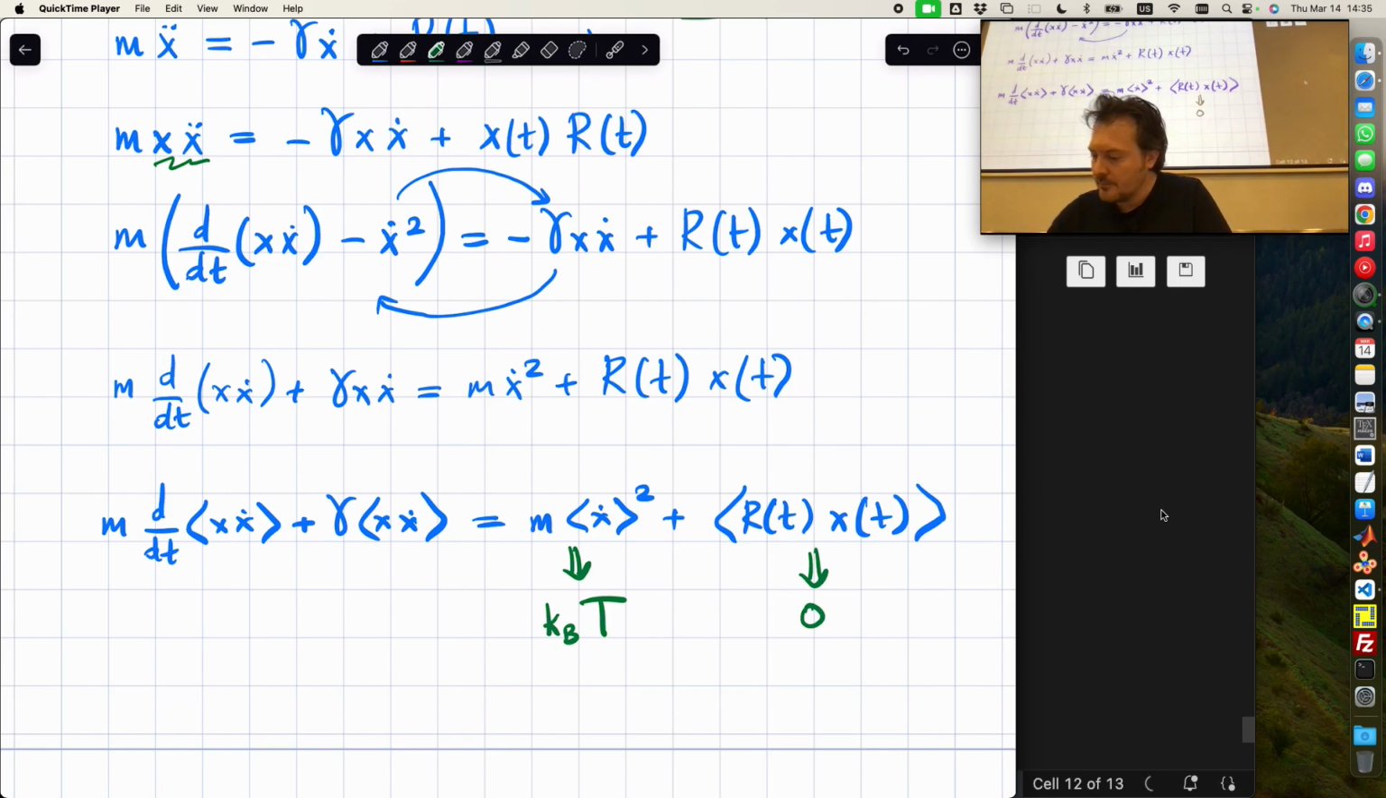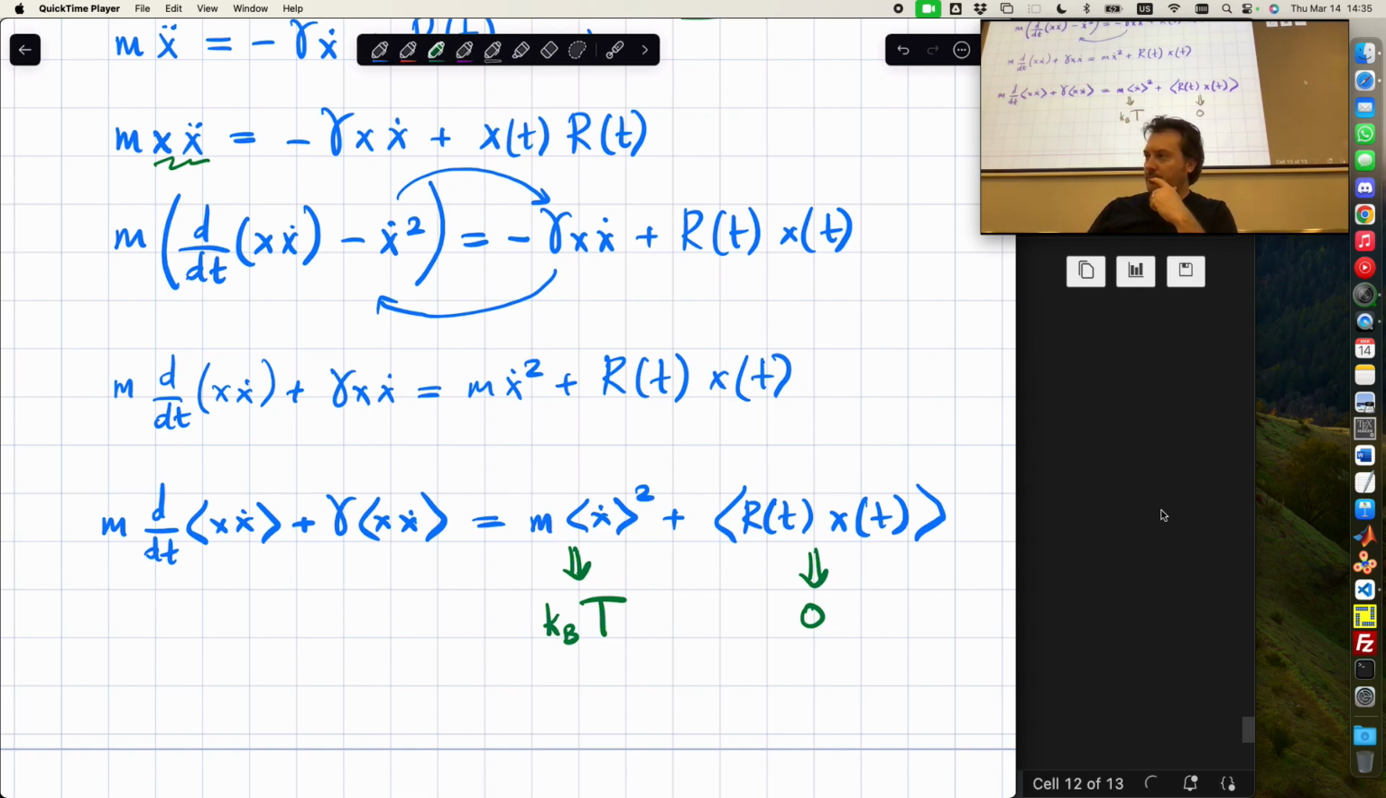Tell me, how are we certain of this? Why shouldn't we be? Let me tell you. x is a variable that has an average of 0, right? R is a random variable that has an average of 0. That doesn't mean their product also has an average of 0. That does mean it, because R is uncorrelated to x. How do we know R is uncorrelated to x? R is uncorrelated with anything. R is completely random.